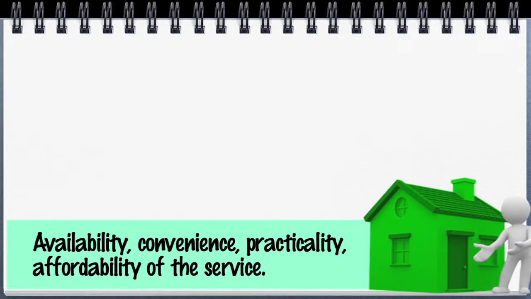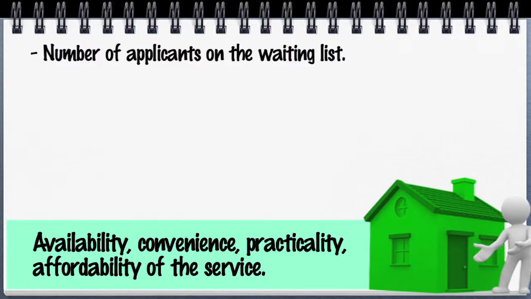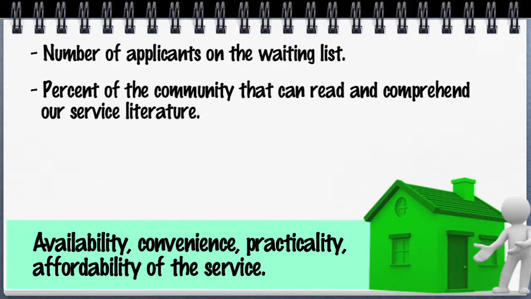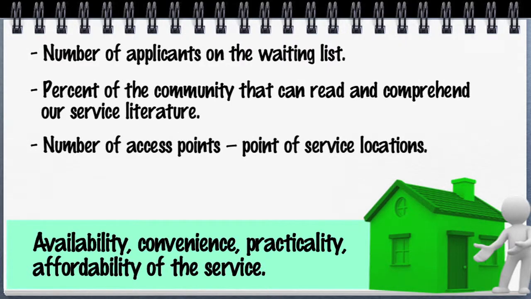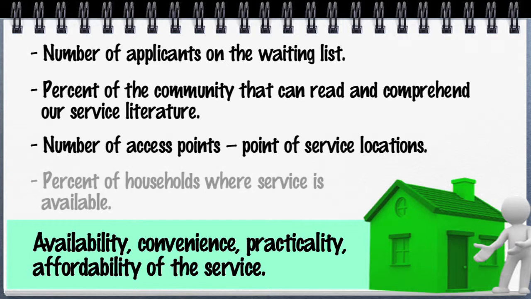Access. Availability, convenience, practicality, affordability of the service. It can be limited by terrain, weather, location, public transport, security, culture, illness, gender, reading and writing literacy, language, computer access and/or literacy, etc. Examples of access indicators are: number of applicants on the waiting list, percent of the community that can read and comprehend our service literature, number of access points, point of service locations, percent of households where service is available, and many others.